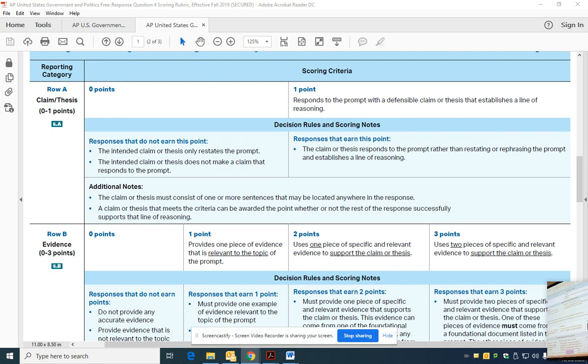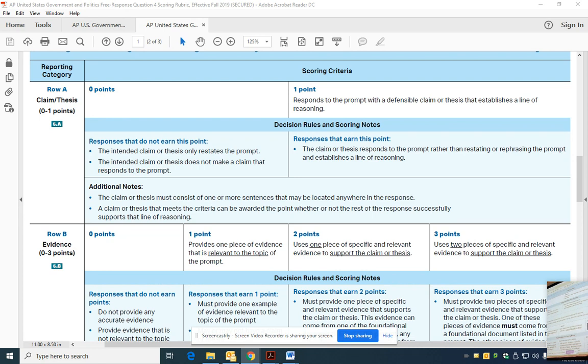You have to make a claim and provide a line of reasoning, and we'll look at that here in a second. The claim or thesis responds to the prompt rather than restating or rephrasing the prompt, and establishes a line of reasoning. Claim or thesis must consist of 1 or more sentences. I say like 2 sentences, maybe 3, depending on how you write your claim and your line of reasoning. If your claim's 1 sentence and your line of reasoning is a second sentence, then I would say 3 sentences.